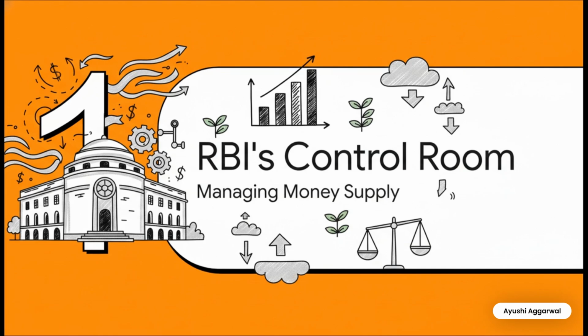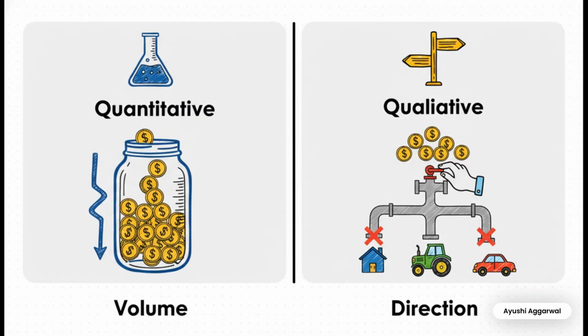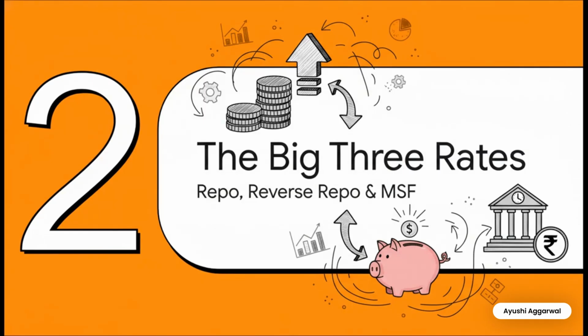That's the whole point. Now, the RBI has two main types of tools in its kit: quantitative and qualitative. The difference is actually pretty simple. Quantitative tools are all about controlling the total amount of money out there. You know, the volume. How much credit is available? That's quantitative. But qualitative tools, they're more about the direction of the money. Where is it going? Should it go to farming or to small businesses? That's qualitative. Let's kick things off with the quantitative tools and jump into Section 2, the big three.